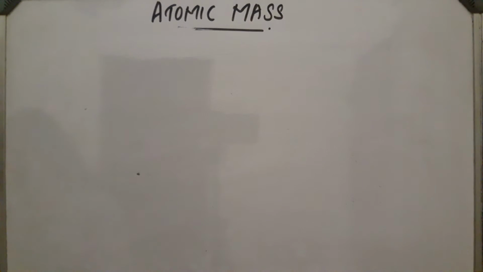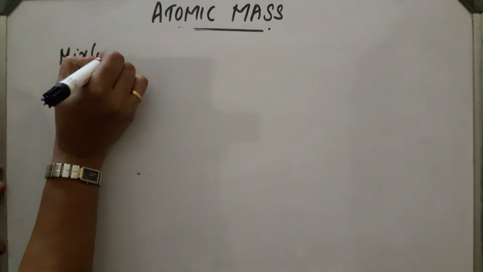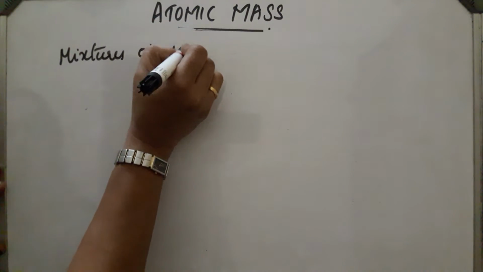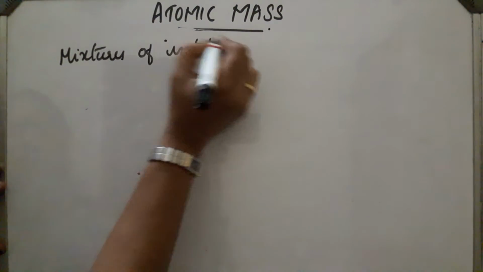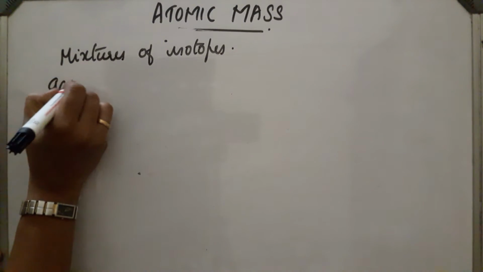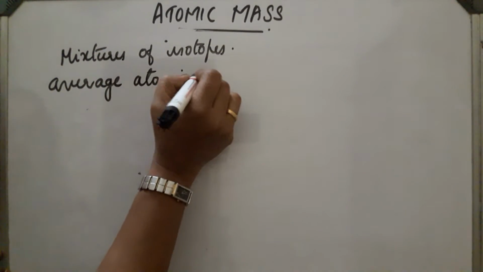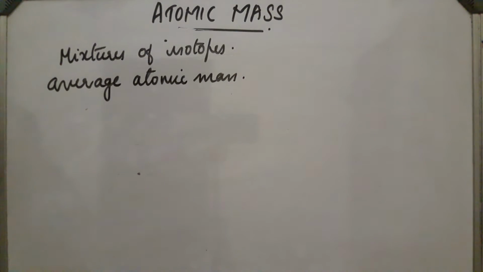Many elements occur in nature as mixtures of isotopes. So we cannot calculate the atomic mass as that of any one isotope of the element. In such cases, the atomic mass is taken as the average atomic mass of the isotopes. Let us take one example.